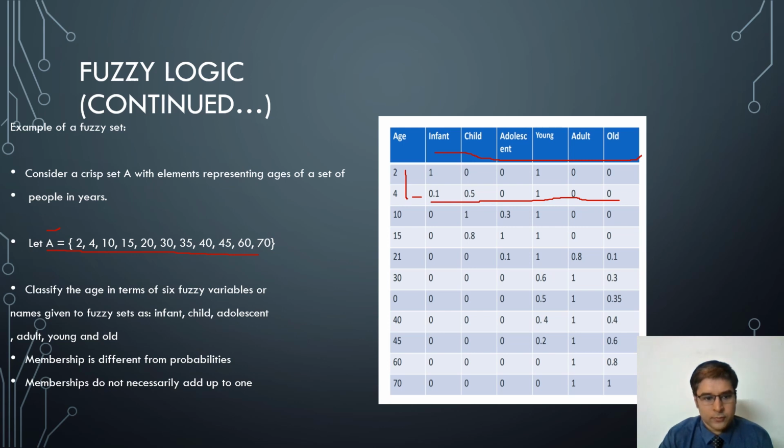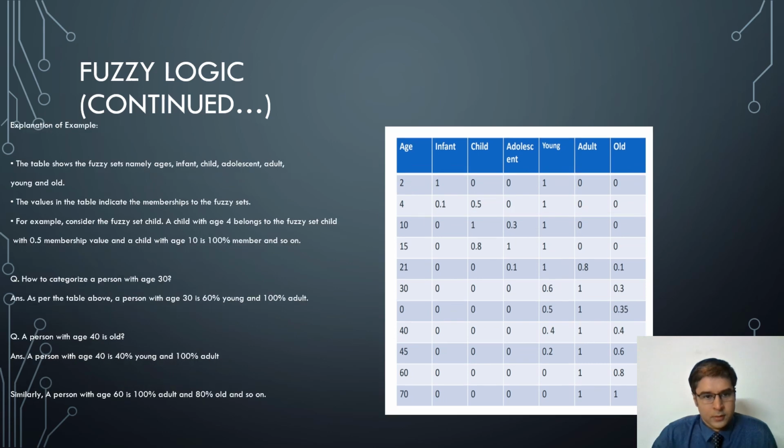set membership values. So membership is different from probabilities. Probability is different from membership values. Memberships do not necessarily add up to 1. That is the most important thing. So as discussed earlier, the table shows the fuzzy sets ages: infant, child, adolescent, young and old. The values in the table indicate the memberships to the fuzzy sets.